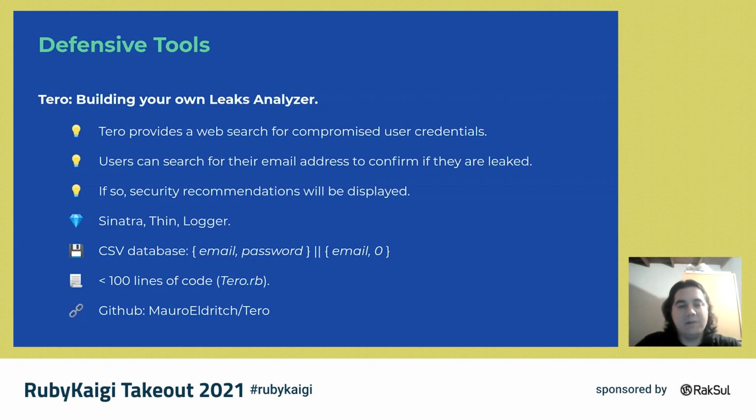It will use really simple gems that are really popular, like Sinatra, WEBrick, and Logger. And the only thing you need is a CSV database, so comma-separated values, email and password in case you want to analyze the passwords leaked, or only emails and zeros. It's less than 100 lines of code, and you can find it on my GitHub here. Don't worry, I will share my entire GitHub later in the talk, so you can find all of these tools. I know I'm going a little bit fast, but I don't want to miss any tool.